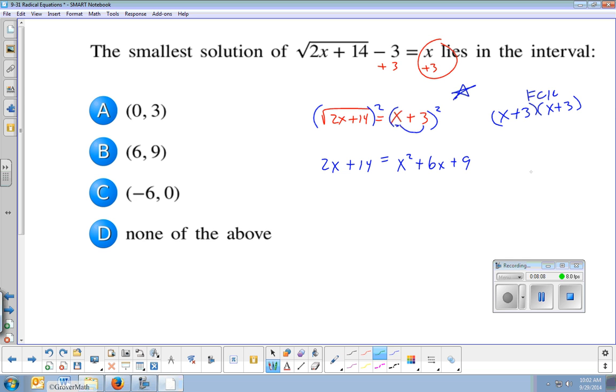All I just did was a shortcut for FOIL, because if I were to FOIL this out, I'd see x times x is x squared, x times 3 is 3x, 3 times x is 3x, and 3 times 3 is 9. And then you combine the middle terms to get the 6x I was talking about before. And so that's why I said you multiply them together, 3 and x, because you do that. Here was your 3 and x, and here was your 3 and x. And that's why we double it, because in FOIL it happens twice.